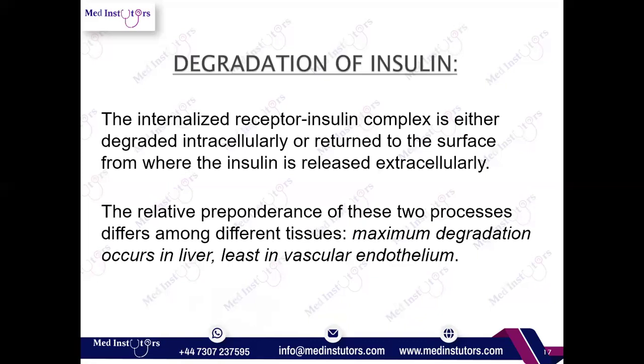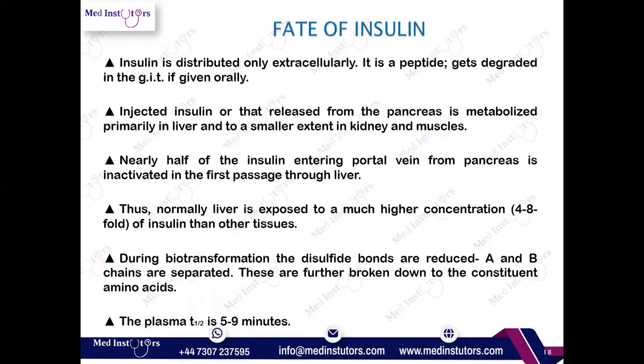Maximum degradation occurs in the liver. The liver is the seat of metabolism, so maximum degradation of insulin happens in the liver, least in the vascular endothelium. So that is how the insulin is degraded. And insulin, if given orally, you all know it's a protein, so it is degraded in the gastrointestinal tract itself. Injected insulin or that released from the pancreas is metabolized primarily in the liver and to a smaller extent in kidneys and muscles.